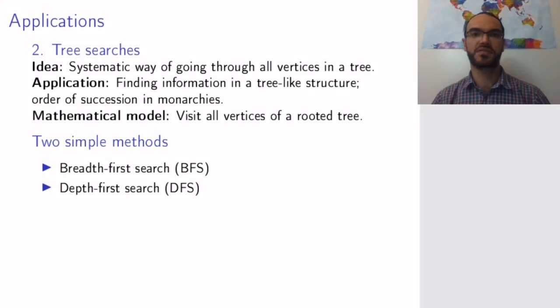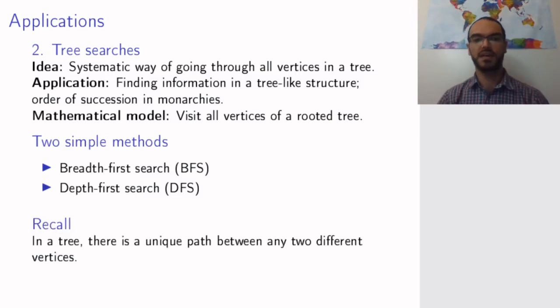There are two methods to search through trees. Well, there are many, but the two probably most known ones are breadth-first search and depth-first search. So we'll go through how these work. Before we do that, remember that we have shown that in a tree between any two different vertices, not only is there a path, but there is a unique path. So this might be useful to keep in mind.